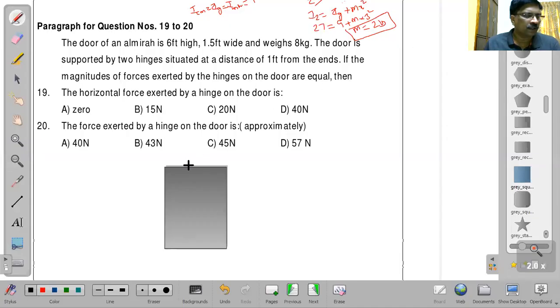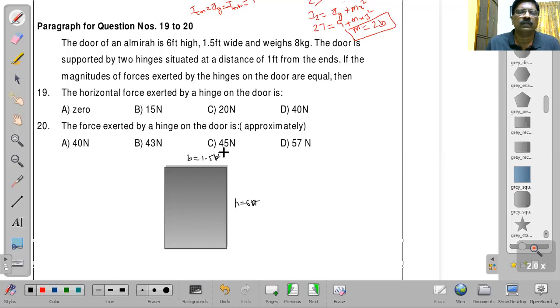Okay, you see, the door of an almirah is 6 feet in height. So the height of the almirah is 6 feet. Height is equal to 6 feet. And the width of the almirah is 1.5 feet. Wide means breadth, we take. B is equal to 1.5 feet.